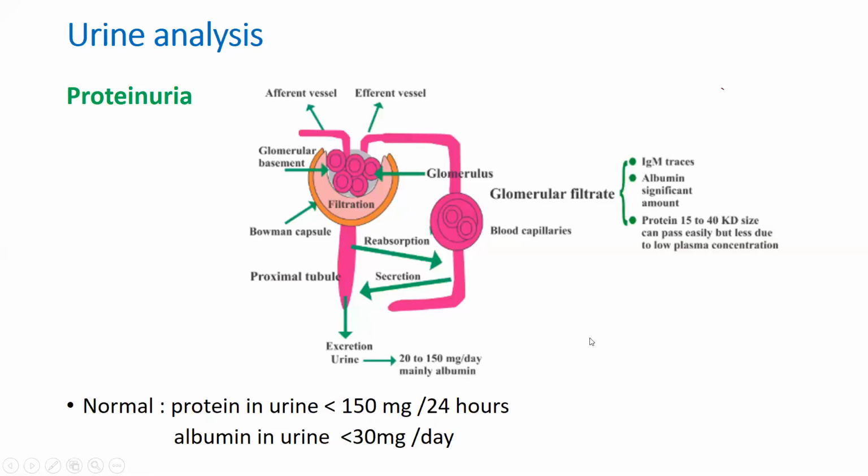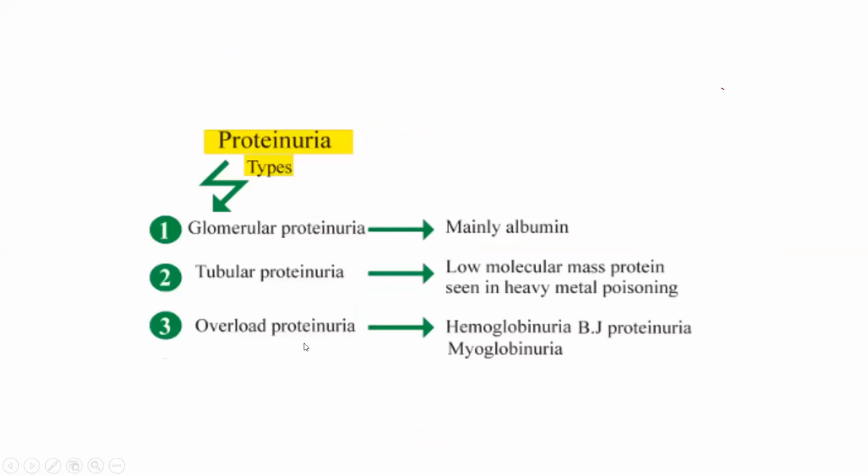So how can we get this abnormal protein? It can be because of glomerular problems, tubular problems, or what we call overload proteinuria. That is when the body is producing more and more protein abnormally. For example, in your multiple myeloma patients, you would have learned that they have abnormal plasma cell proliferation, and abnormal amounts of myeloma proteins are secreted, which can overburden the kidney and get filtered in the urine. So that is called overload proteinuria. These are the mechanisms by which you can have protein in the urine.